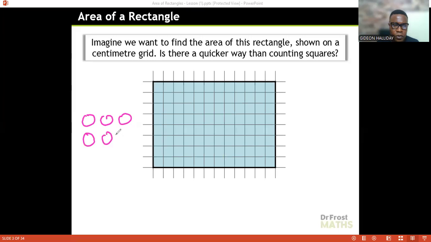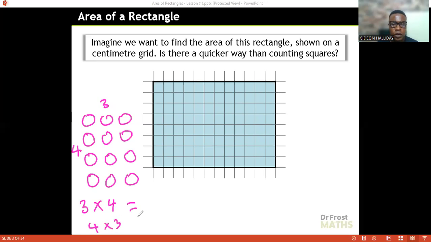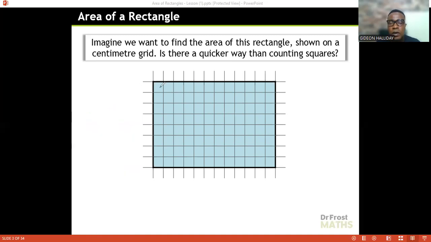1, 2, 3, 1, 2, 3, 1, 2, 3. So you can see that these are four rows of 3 columns. So you can easily say this is 3 times 4 or 4 times 3, whichever, and both of them equal 12. Good. So this also looks like an array.